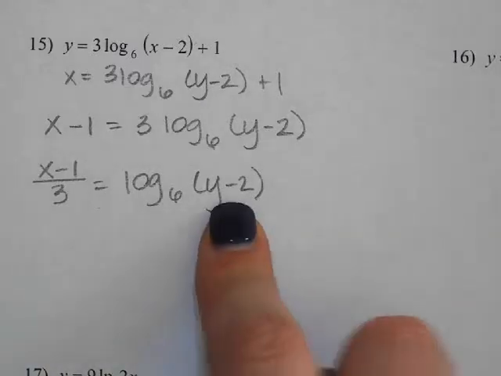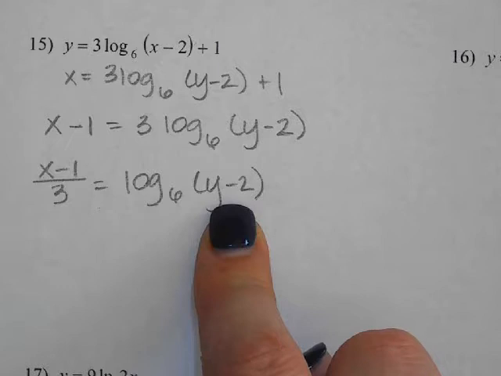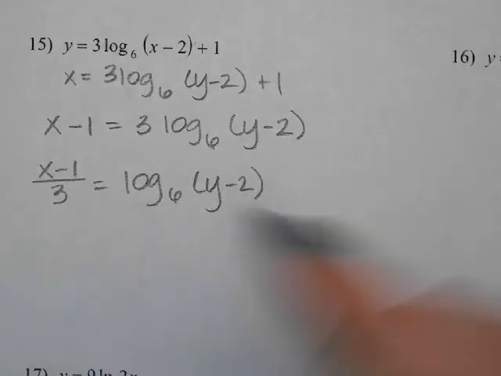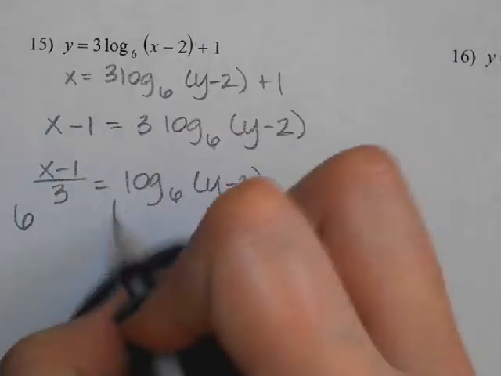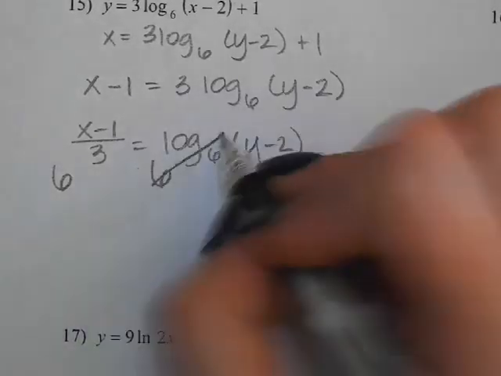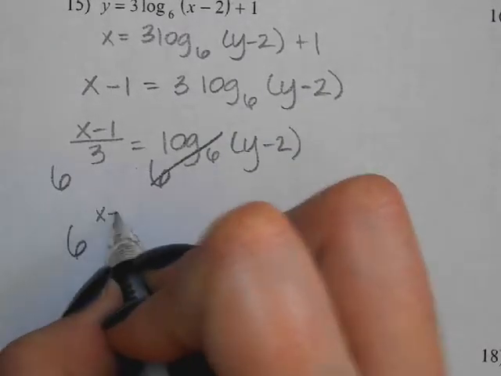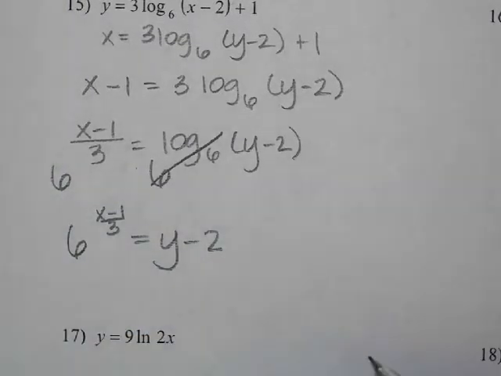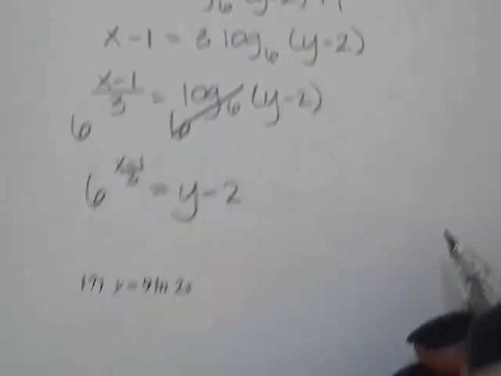Now I have to get inside of something that's protected by a log. How do I do that? Yep, make it into an exponential problem. So I'm going to undo the log base 6 by putting in base 6. Look at that crazy exponent on the 6. So we have 6 to lots of stuff equals y minus 2. It's a lot of exponents.